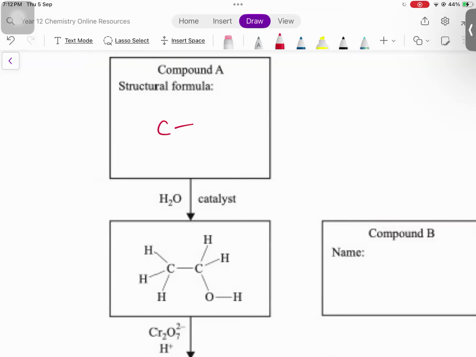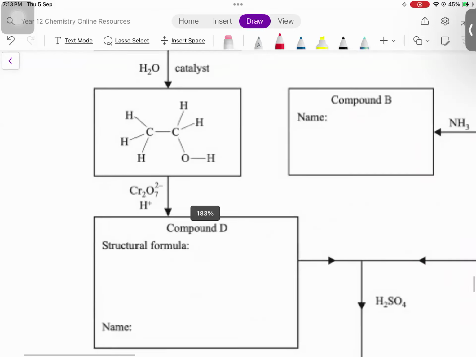So double bond carbon. If you can't think of it that way, then you can think of it the other way. Compound A plus water makes an alcohol. So if you get rid of the water from the alcohol, you dehydrate the alcohol, you get an ethene.